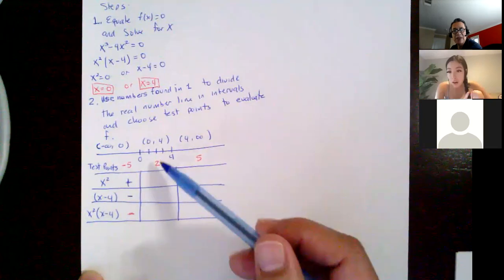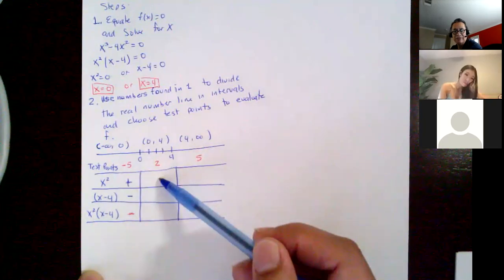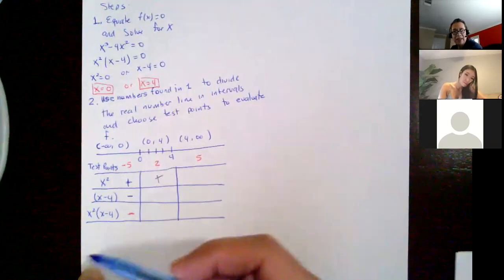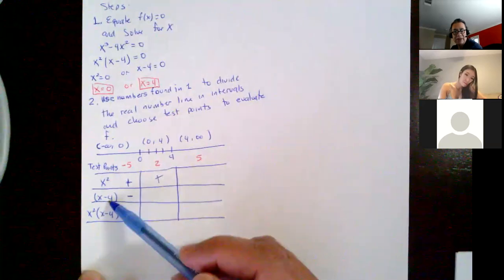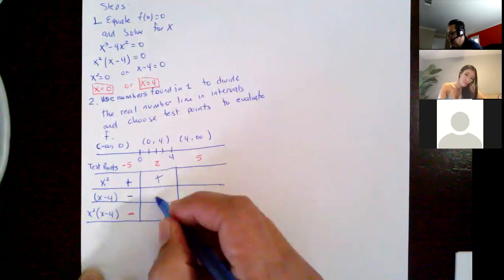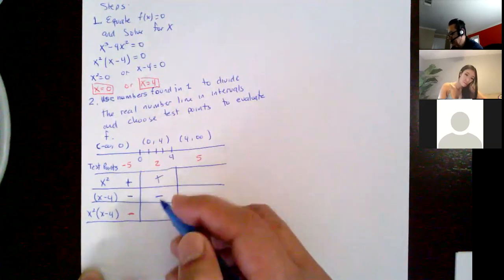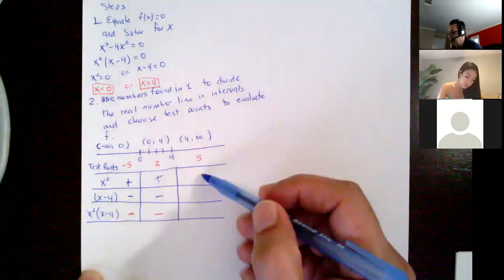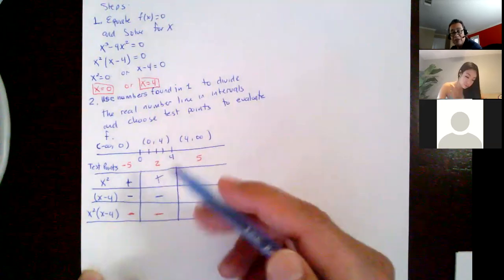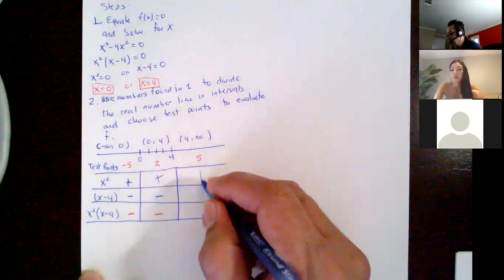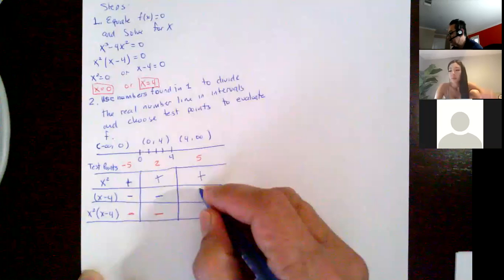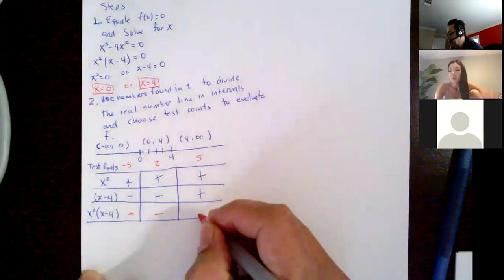Okay, let's plug in the 2. If we plug in the 2 into x squared, what will be the sign here? Positive, right? Why did we plug it into x minus 4? Negative. Positive times a negative is also negative here. Perfect. Let's plug in the 5 really quick. 5 squared is positive 25, which is positive, right? If I plug in the 5 here, 5 minus 4 is a positive, right? And positive times a positive is a positive.